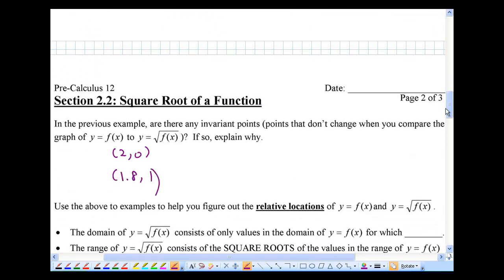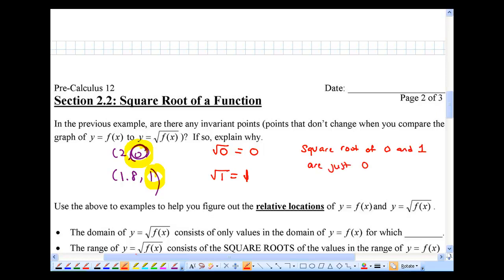Now, the key thing is to look at the y values, right? Well, what's the square root of 0? Yeah, it's the same, 0. Same thing with the square root of 1. That's also just equal to 1. So why do we have these invariant points? Well, it's because the square root of 0 and 1 are just 0 and 1. Therefore, no change. Thus, invariant points.